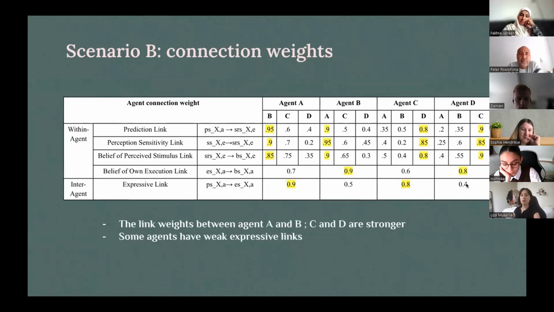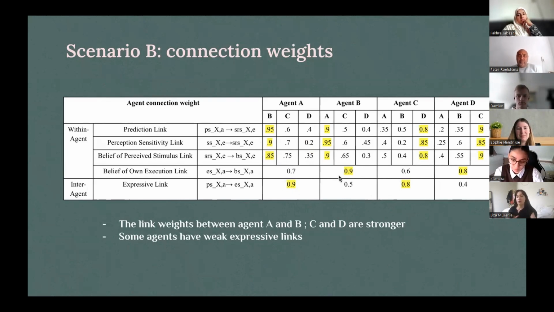In scenario B, for the connection weights, we can see stronger links between A and B and stronger links between C and D, but then we can see varying expressive links. So for example, A has a strong one, but B has a weak one, and we're going to see how it affects their interaction, how the adaptation from A to B is different from B to A, or even to other agents.